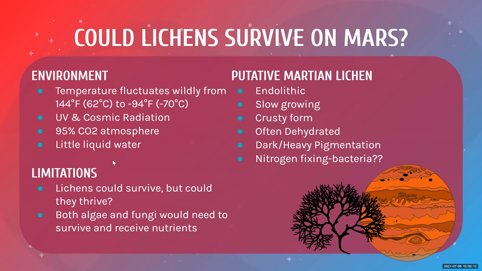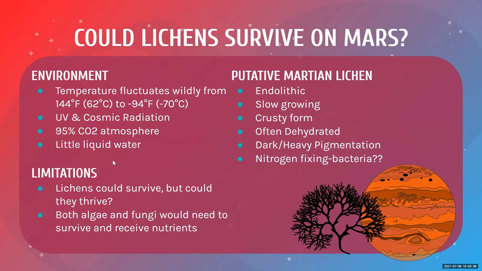Would they grow? Could the algae even make nutrients? Because the soil there is very different and they don't have a lot of the chemicals they need for simple biology. But astrobiologists thinking about this question have come up with a few characteristics that a putative Martian lichen, so if we're going to go to Mars and find a lichen, would have to have to survive.